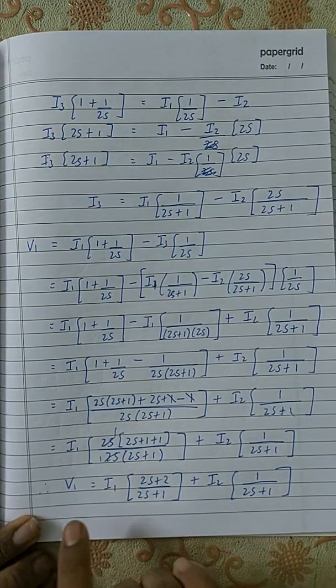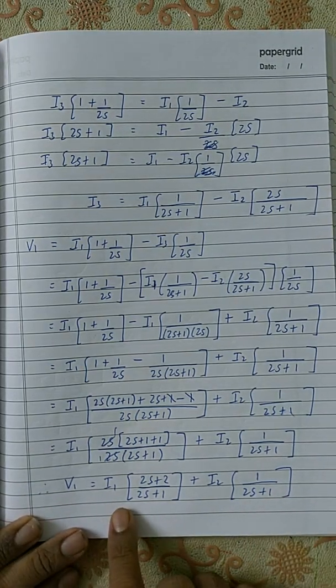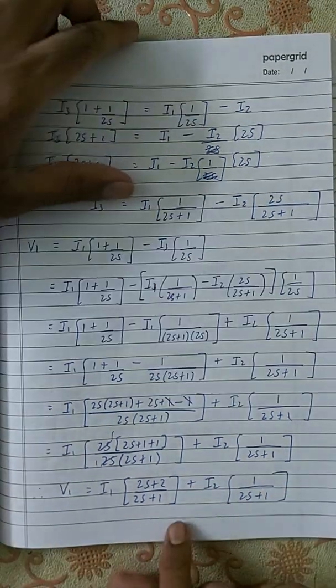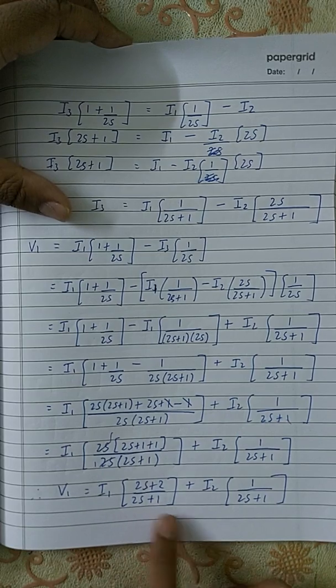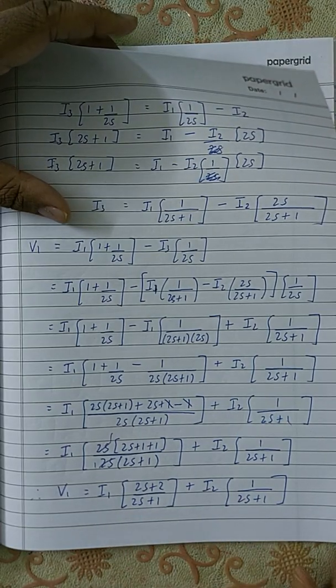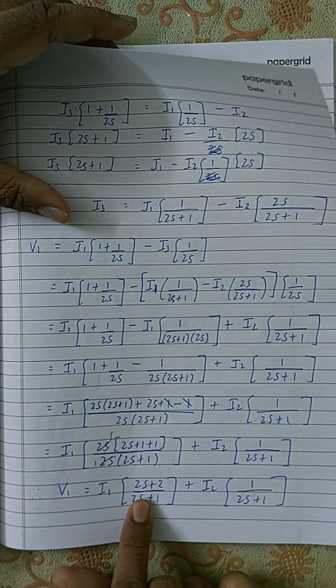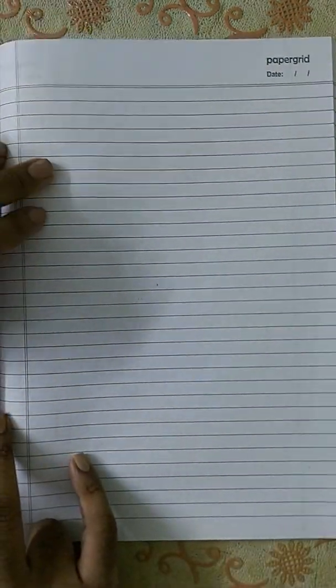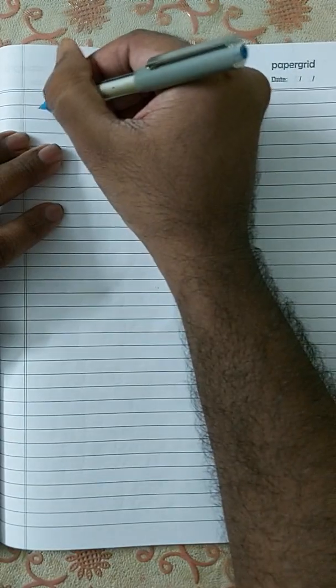We already know that V1 is equal to Z11 I1 plus Z12 I2, so from here itself we can simply write the values of Z11 and Z12. This is Z11 and this is Z12. In the same way, now I'm going to express the equation in terms of V2.